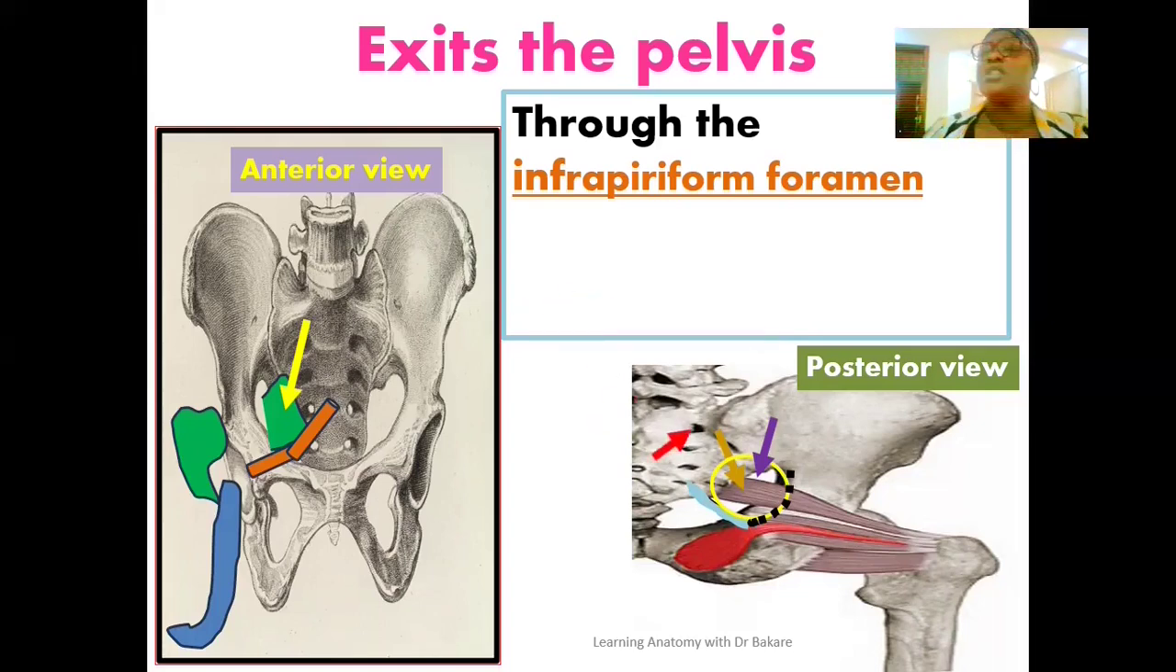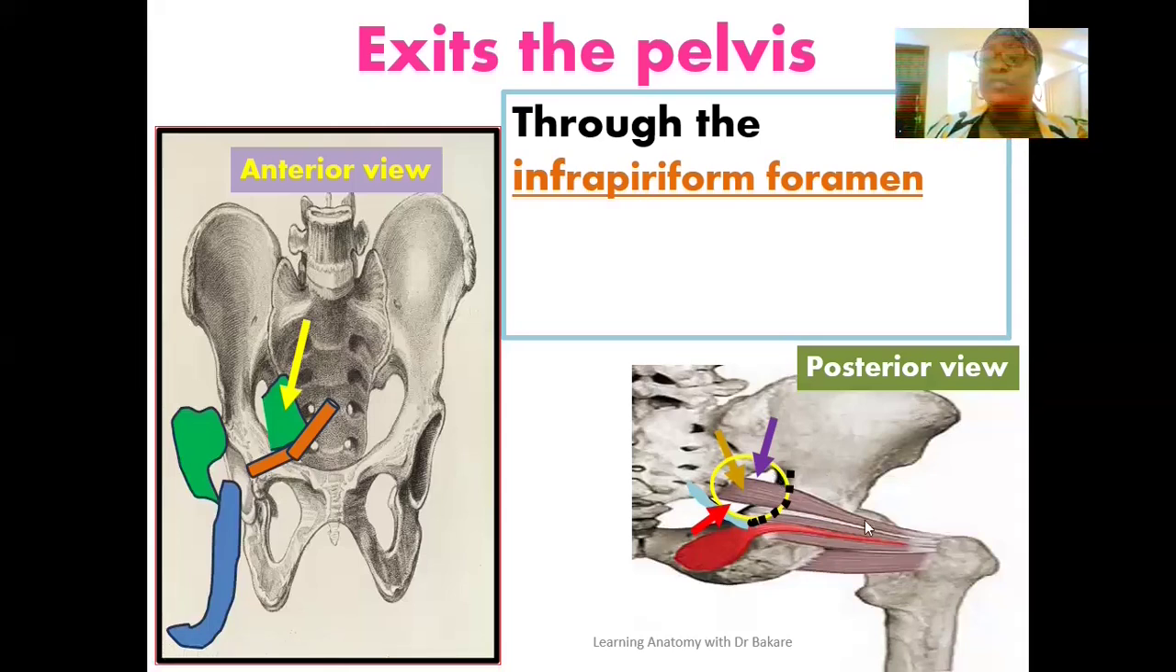Also inferior to the piriformis, you have the infrapiriform foramen. And this is called the infrapiriform foramen because it is a foramen that is created inferior to the piriformis. And this is what you have here arrowed in red. This infrapiriform foramen is what allows for the passage of the inferior gluteal artery. If you go back to our lecture on the superior gluteal artery, you see that we highlighted in that lecture that the superior gluteal artery runs through the suprapiriform foramen.